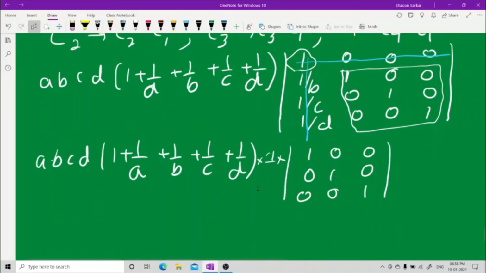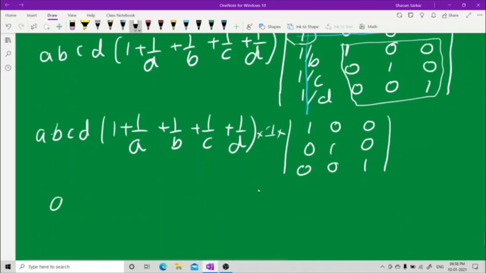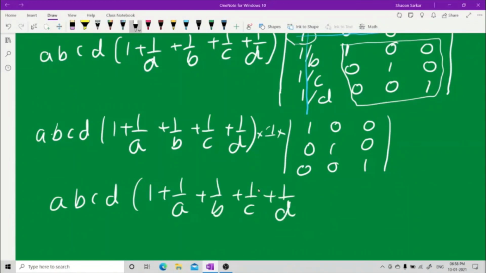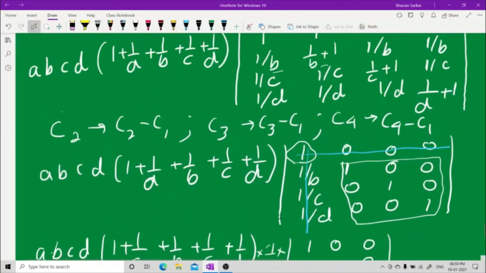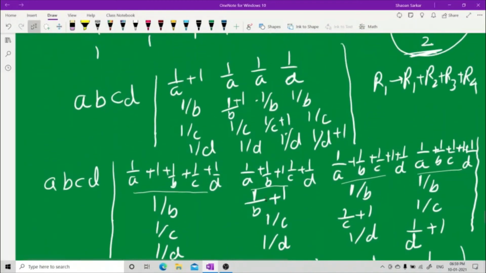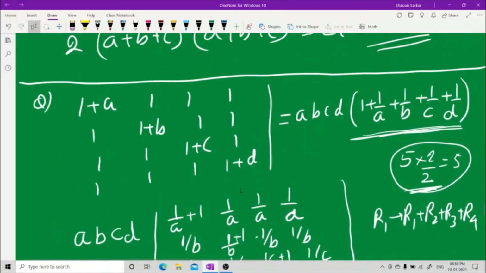Therefore, the answer is A, B, C, D, 1 plus 1 upon A, plus 1 upon B, plus 1 upon C, plus 1 upon D. So we have got the answer, and I have done one thing. You can see here, I forgot this thing, it may have been removed by mistake.